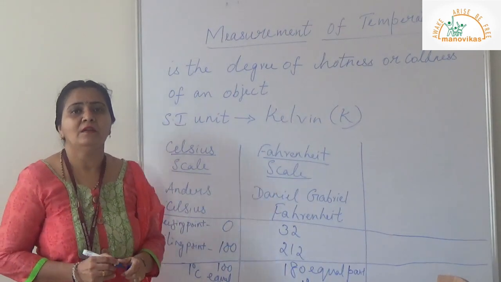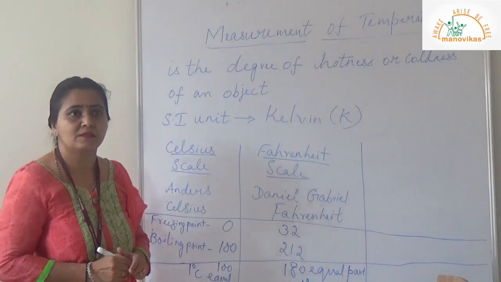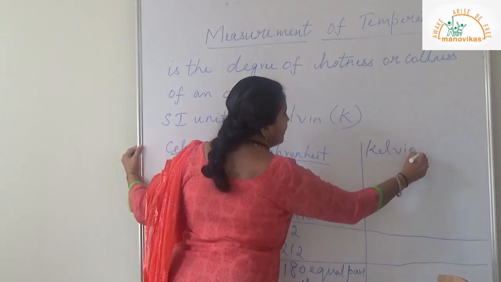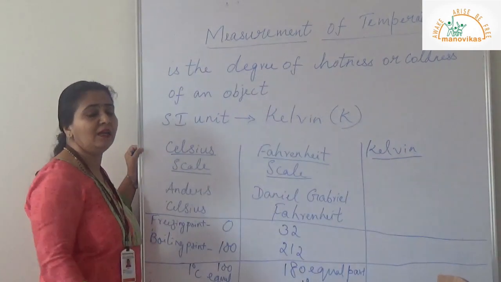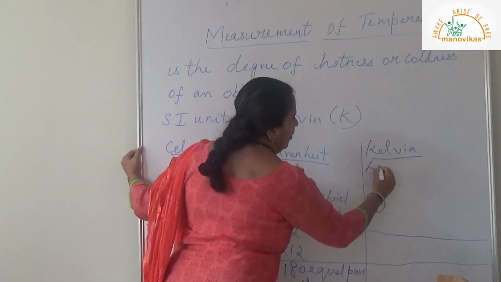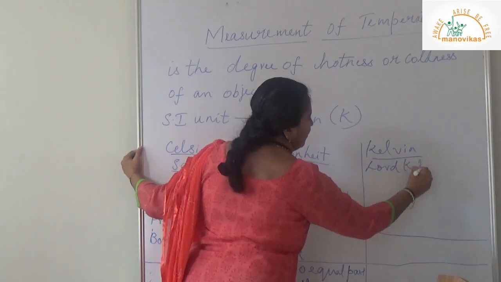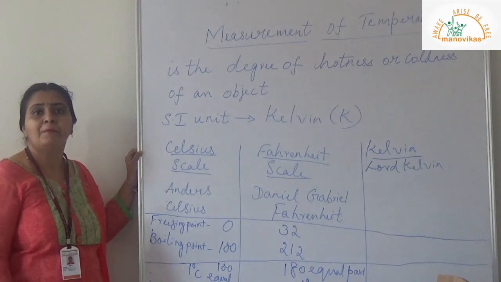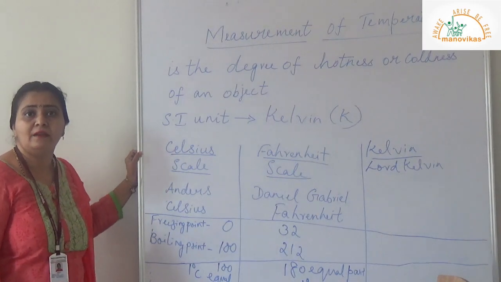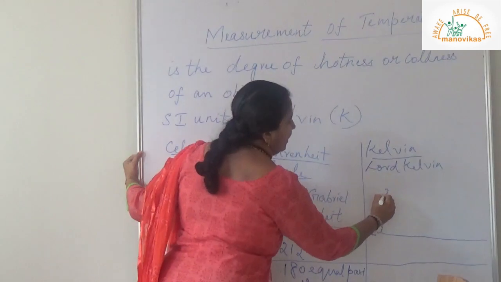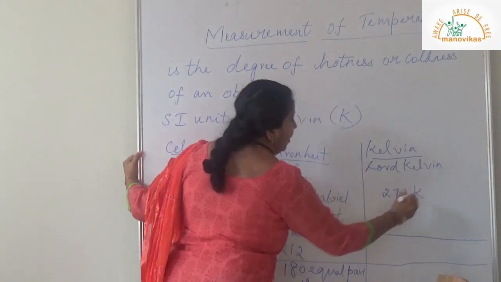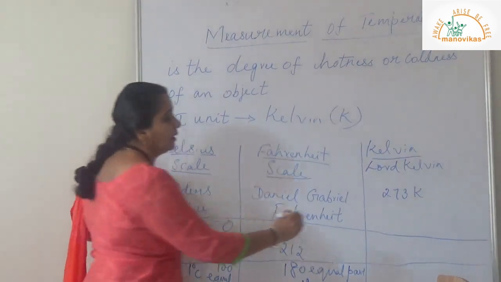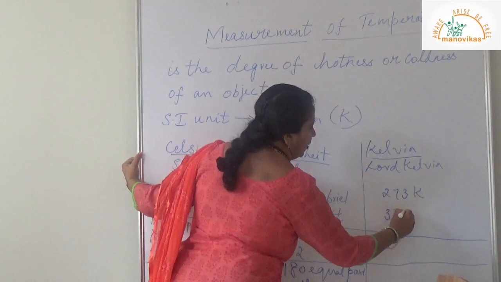Now one more scale is introduced, that is the Kelvin scale. Kelvin scale was introduced by Lord Kelvin. In this scale, the freezing point of water is taken as 273 Kelvin and the boiling point of water is taken as 373 Kelvin.